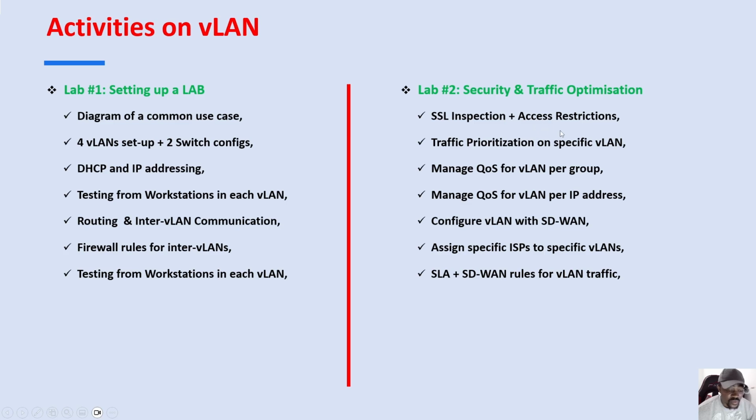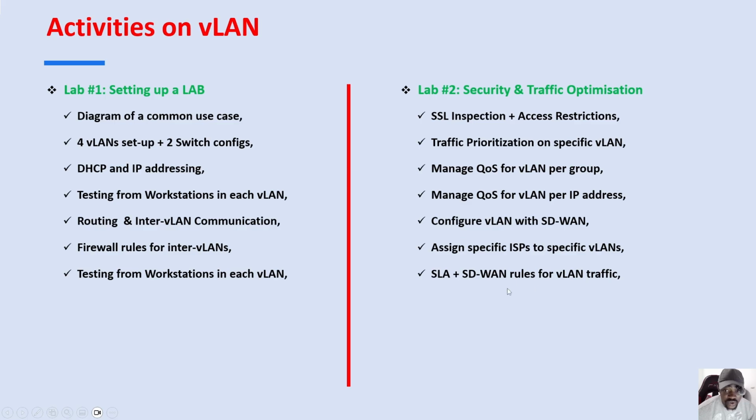We are going to see what levels of access we can set up on a VLAN. We also talk about traffic prioritization on a specific VLAN. For example, in your network, you may like to provide efficient traffic for a particular VLAN. We are going to see that in this subtask. We also see how to manage quality of service. We are going to do this for each VLAN. There are 2 ways of doing it: per group of users or per IP address. We'll see this during this lab.